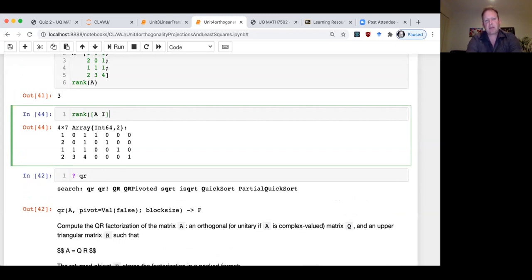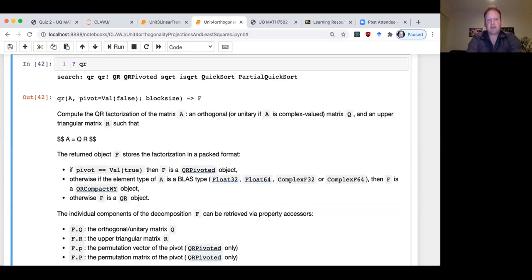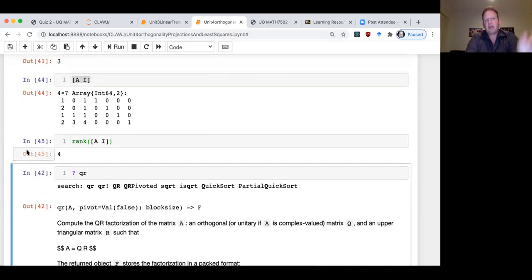Okay, so let me actually do A append I, and on a different line, I'll do the rank of A append I. I'm quite impressed by Julia that it knows the I, it knows what dimension of identity matrix to use, right? Because I is just like the unit scaling operator.